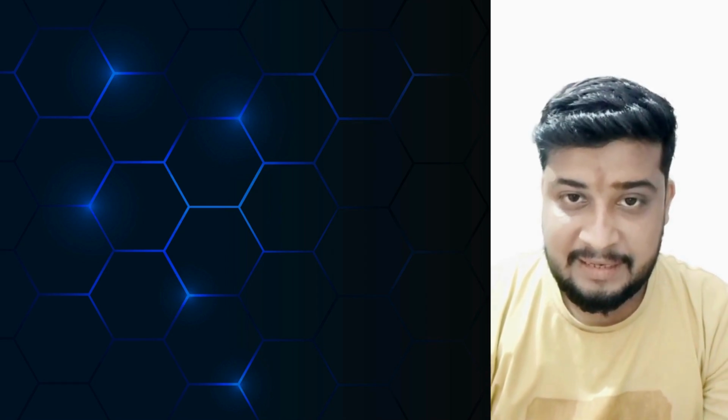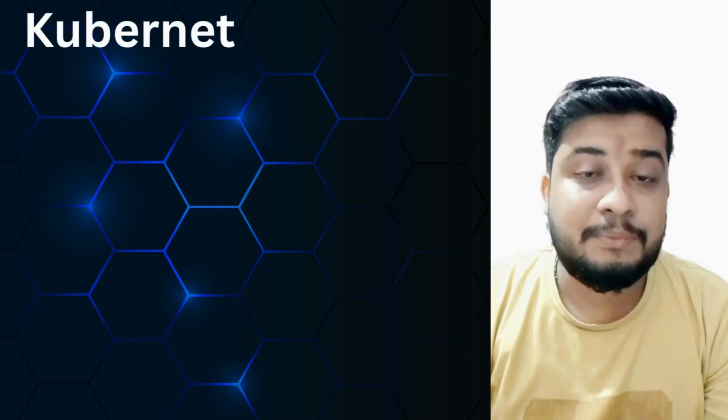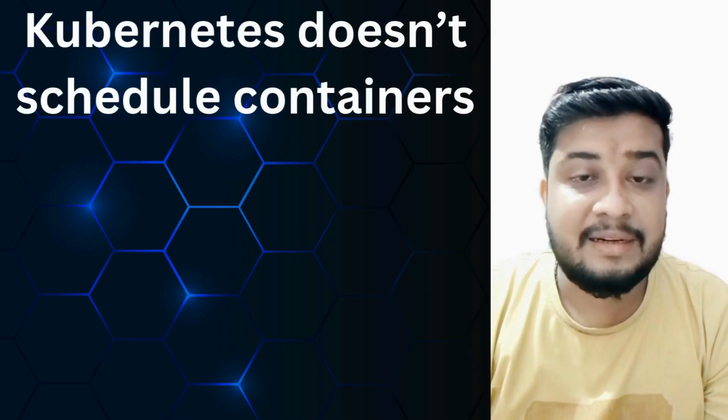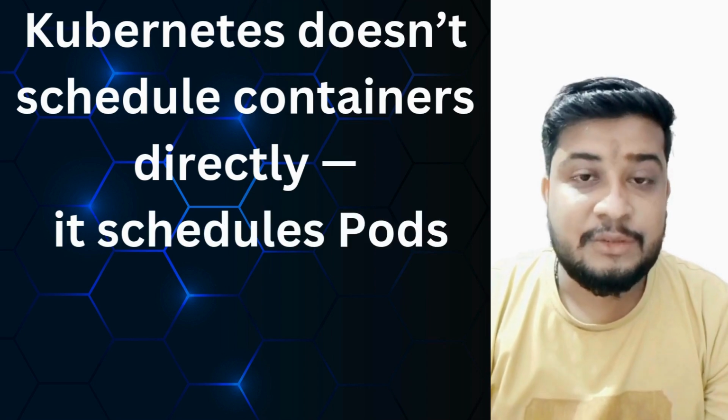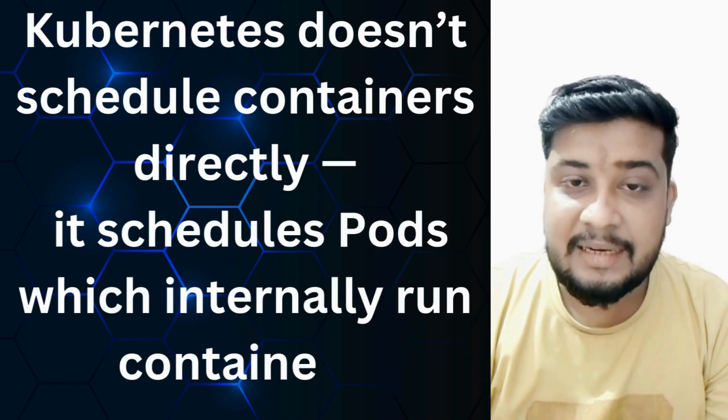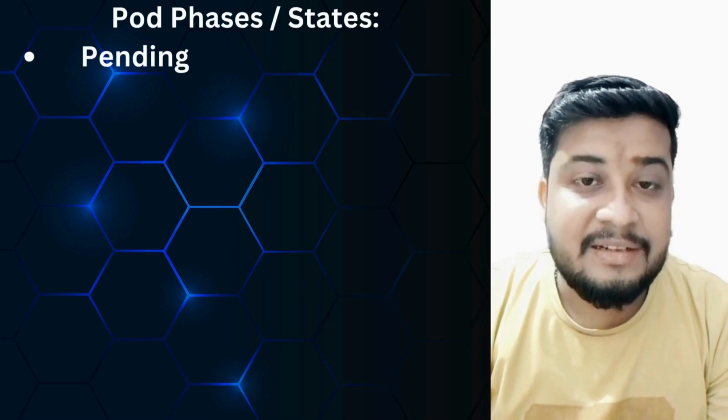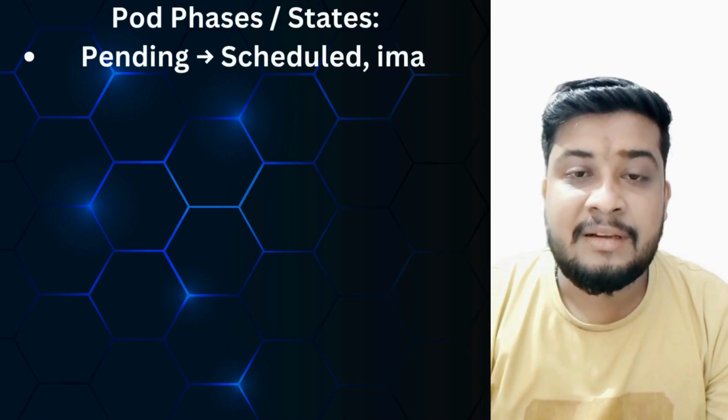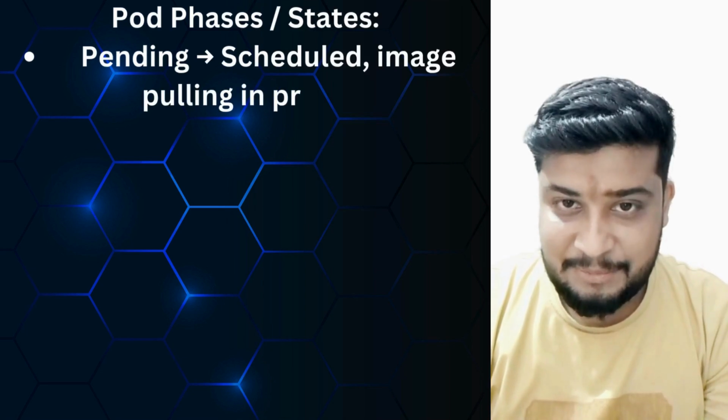So it doesn't schedule the container directly. It schedules pods, and those run containers, right? So let's come to the next point, that is pod phases or stages. First is Pending. That means your container is scheduled or image pulling is in progress, right? Second is Running. That means your container has started successfully, right?